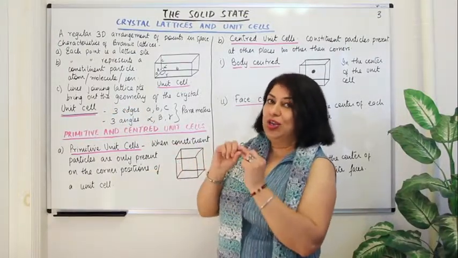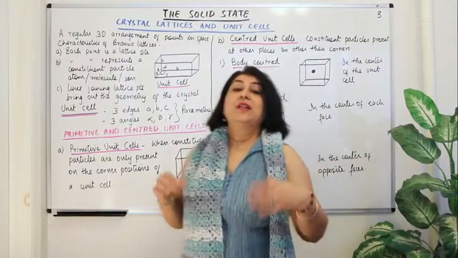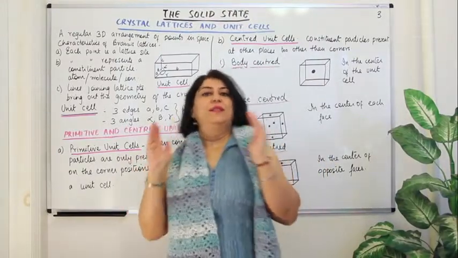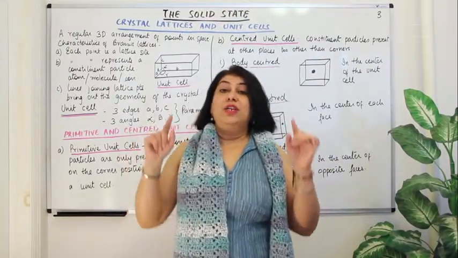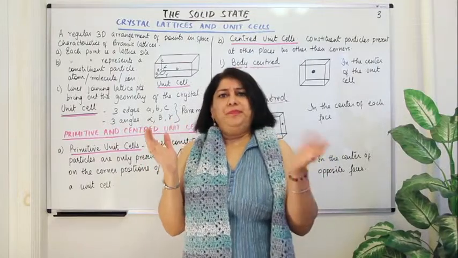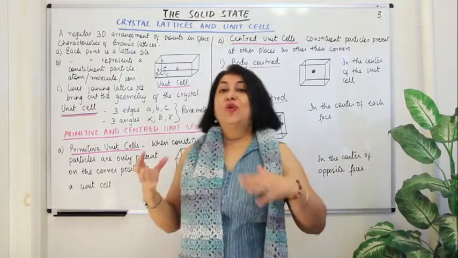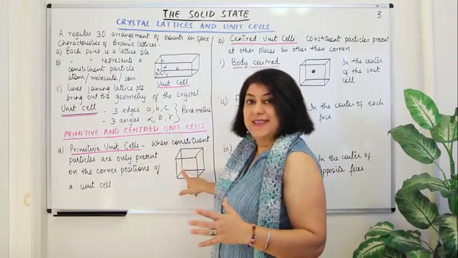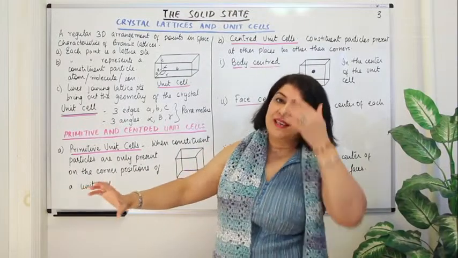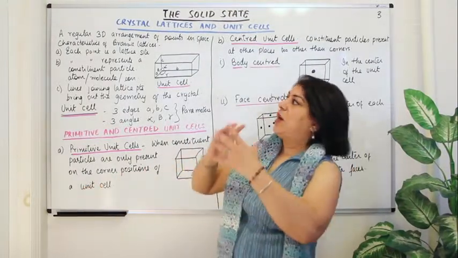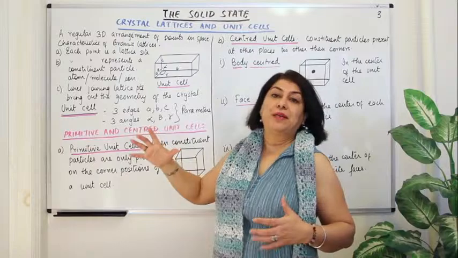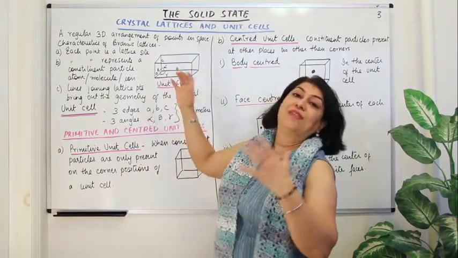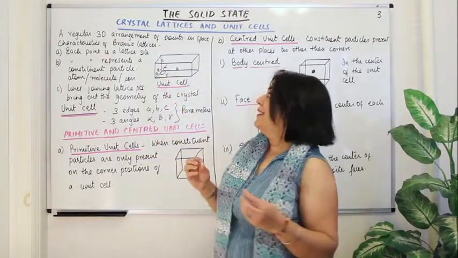The brick could be a cube, the brick could be a cuboid, the brick could be a cuboid with tilted edges. Instead of all being 90 degrees, it could be slightly tilted. So there are different types of unit cells, and then these unit cells are arranged in 3 dimensions to create different types of lattices.